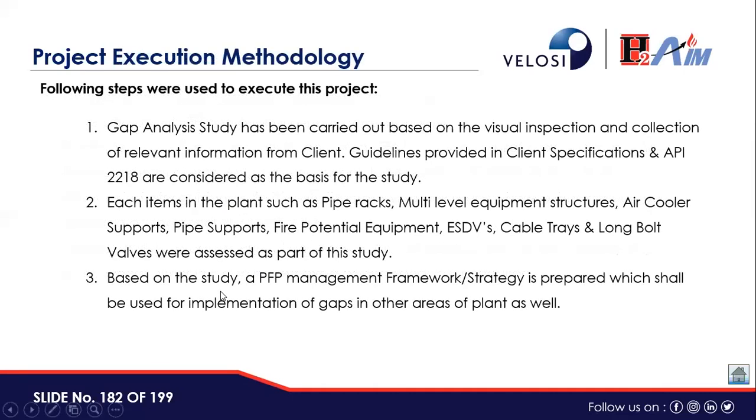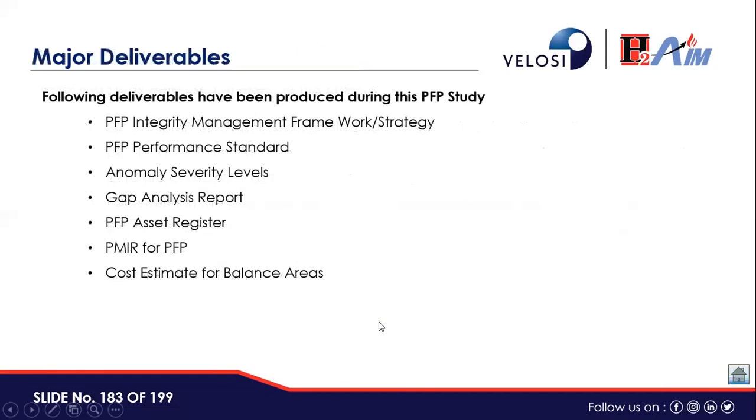And this was the methodology followed. The gap analysis study has been carried out based on the visual inspection and the collection of relevant information from the client. Guidelines provided in client specifications and API 2218 are considered as the basis for the study. Each item in the plant, such as pipe racks, multi-level equipment structures, air cooler supports, pipe supports, fire potential equipment, ESDVs, cable trays, long bolt valves were assessed as a part of this study. Based on the study, a PFP management framework strategy is prepared, which will be used for the implementation of gaps in the other areas of the plant as well.